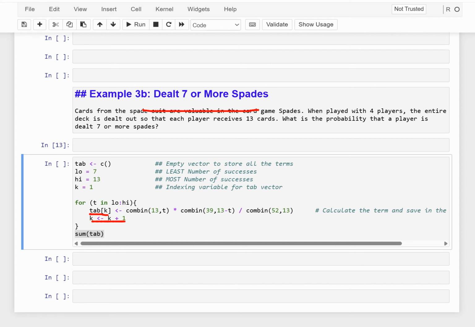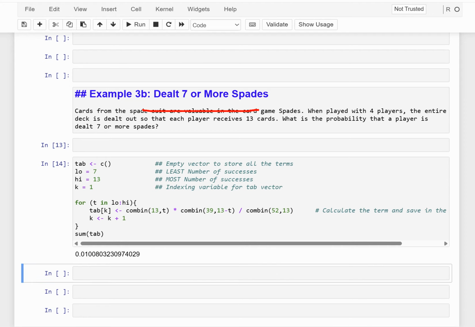This K equals K plus 1 is making the assignment work correctly in the tab vector so that we can sum them up. Otherwise, if we don't do this, we can have the wrong index, and then the tabulation vector doesn't work properly, and we can't sum it. So the K equals K plus 1 just straightens some things out for us. It took me a second to figure that out myself.